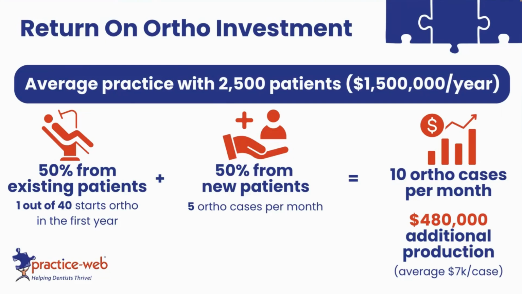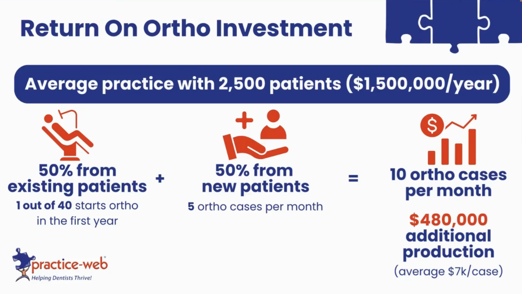And we'll talk later about how popular ortho is. I think it goes without saying that ortho is very popular amongst the general population. So certainly at least 1 out of 40 of your existing patients are in need of ortho right now as we speak. And if you start just that many, 1 out of 40, then you'll hit the first part, the 50% from existing patients. And then for the new patients, if you start just 5 new ortho cases per month, those two things put together will equal 10 ortho cases per month.